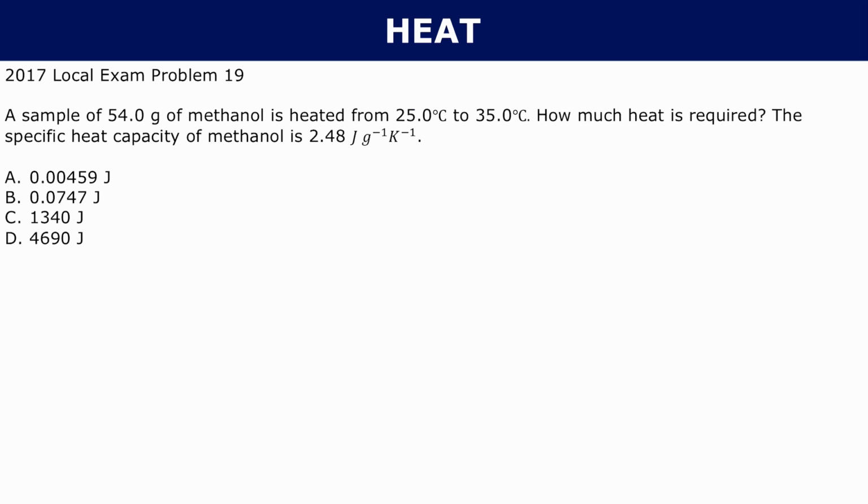We know that Q is equal to mc delta T. And we know a lot of these values already. We know our M is mass, so our mass is 54 grams. We're told that in the problem here. C, that's our specific heat capacity, and we're told that the specific heat capacity of methanol is 2.48 joules per gram Kelvin. And then our delta T.